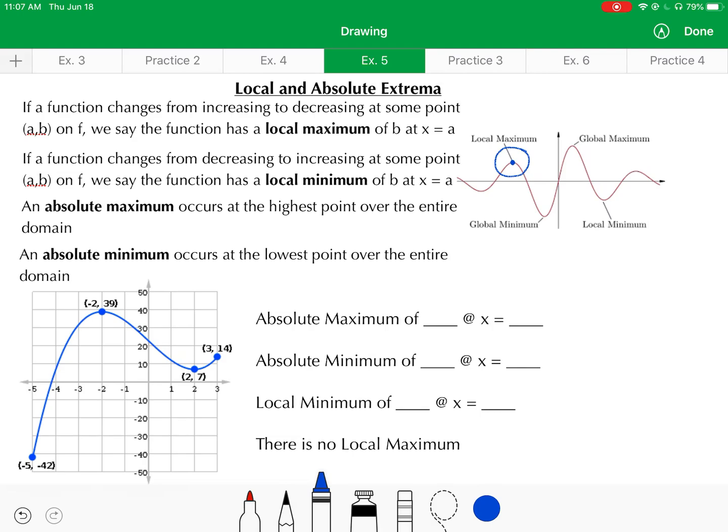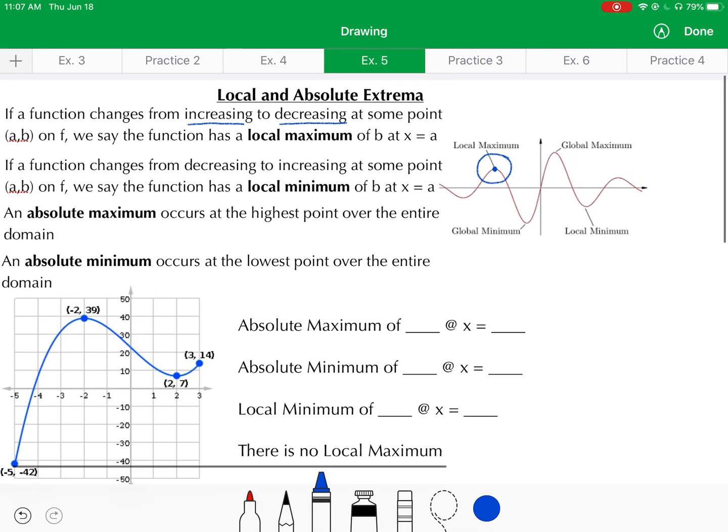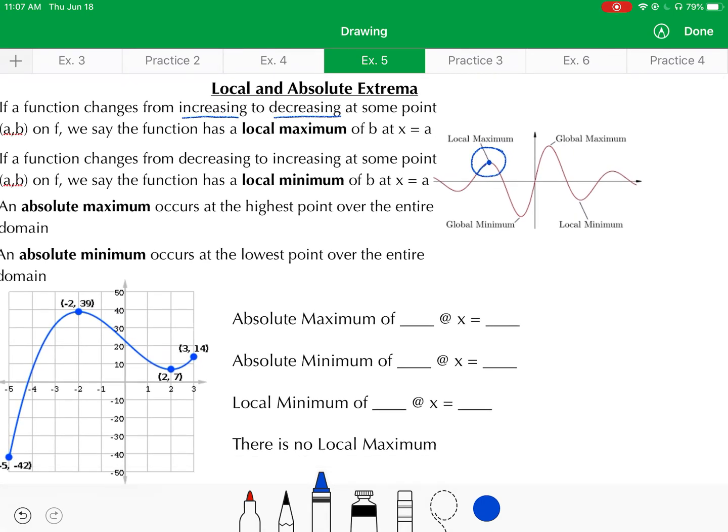If a function changes from increasing to decreasing at some point (A, B) on your function, we say that the function has a local maximum of B at x equals A. So we're saying that to be considered a local maximum, the graph has to go from increasing, so right here it's increasing, to decreasing, okay?